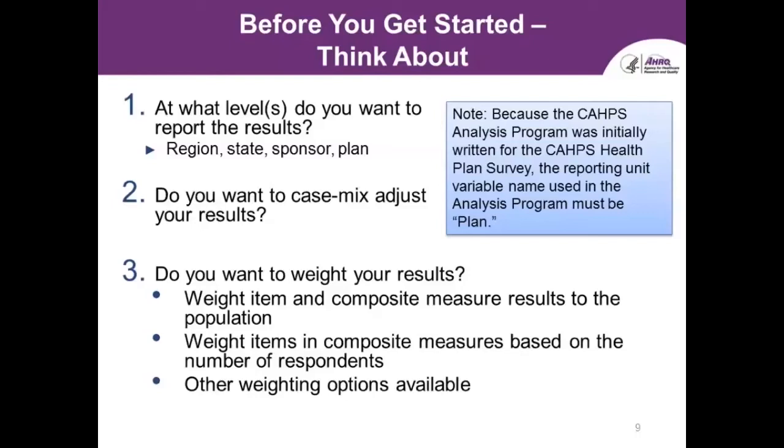The next thing you want to think about is, do you want to case mix adjust your results? This can be particularly important if you want to compare entities to a group score. And then you and your team will want to think about if you want to weight your results. You can decide, do you want to weight up to your population, your target population? And you also want to think about if you want to weight items within the composite measure based on the number of respondents. And again, as I mentioned, there are other weighting options available.